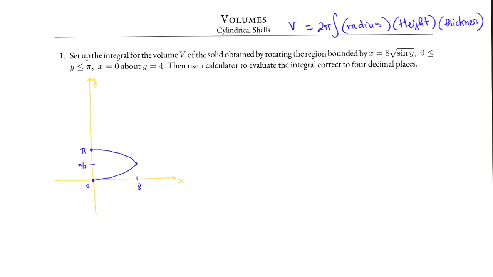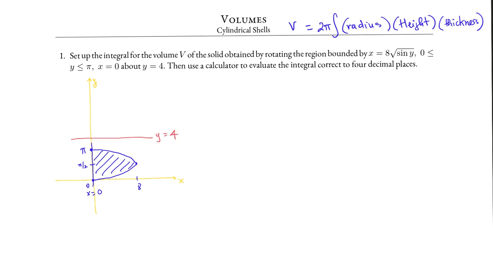The region is bounded by the curve from y equals 0 to y equals pi and x equals 0. X equals 0 is the y-axis, so this line is x equals 0. As we can see, the curve along with the interval 0 to pi along the y-axis forms the enclosed region. We then take this region and rotate it about the line y equals 4.